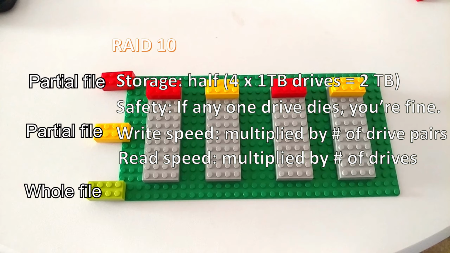Now, I say drive pairs for write speed, but if you did something crazy, like you had 3 drives in RAID 0 and 2 RAID 1 pairs of that, then of course your write speed would be tripled.